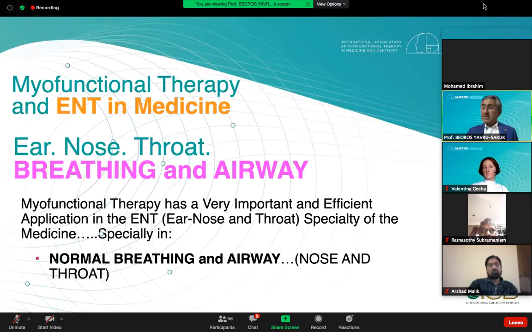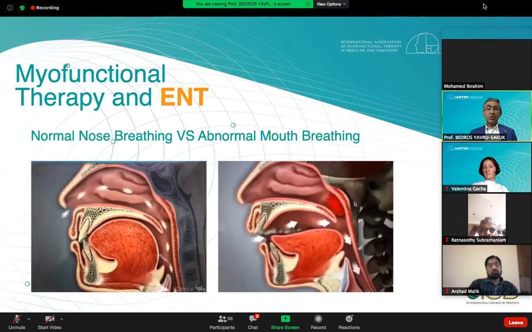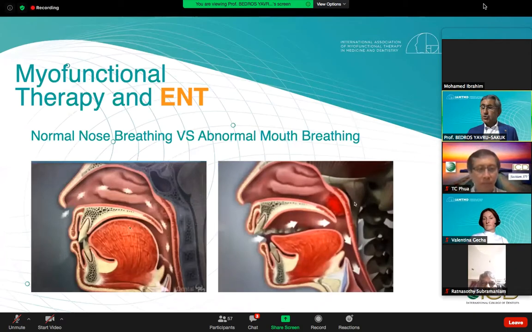The next application of myofunctional therapy is in breathing and airway, which relates to the ENT specialty of medicine. As you know, normal breathing should be through the nose only and not through the mouth. Abdominal breathing is the right way to breathe. Thoracic breathing is not an efficient breathing. In abnormal breathing, less oxygen is provided to the body cells, especially to the brain of the child.